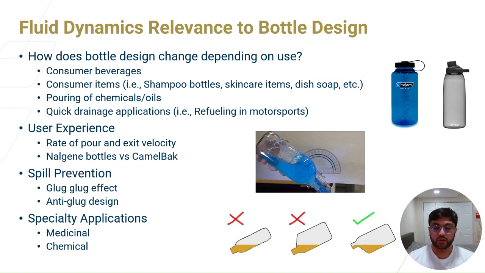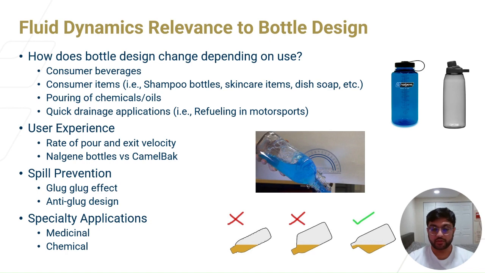Your container for yogurt might be different than something like water because of the viscosity being different, and you want your exit velocity to be slower as well for more viscous beverages. And then you have your consumer items such as shampoo bottles, skincare items, dish soap, where you want to emphasize the importance of viscosity, so you can have a controlled pour out of the bottle.